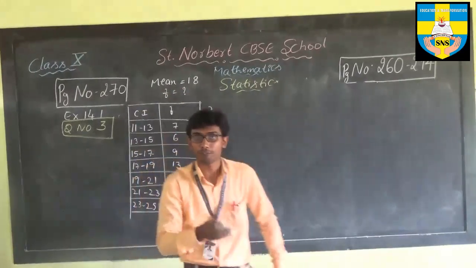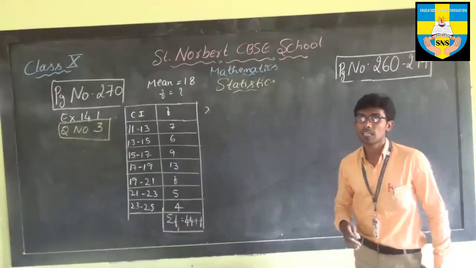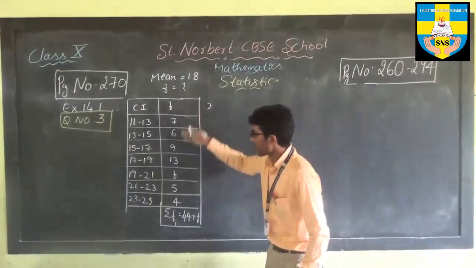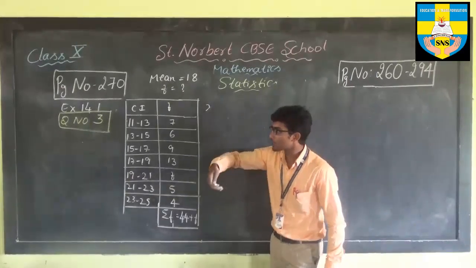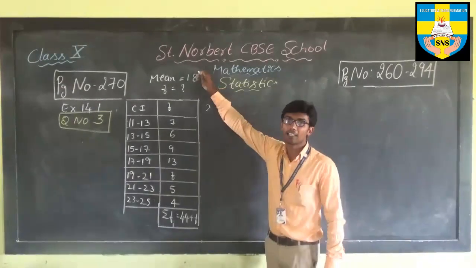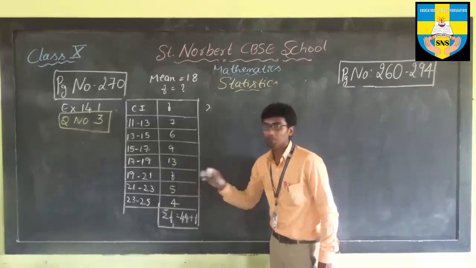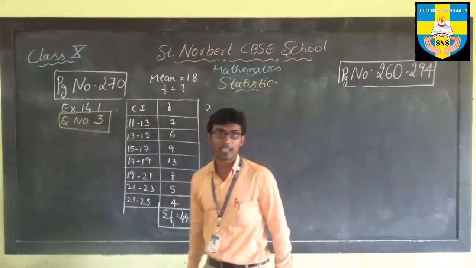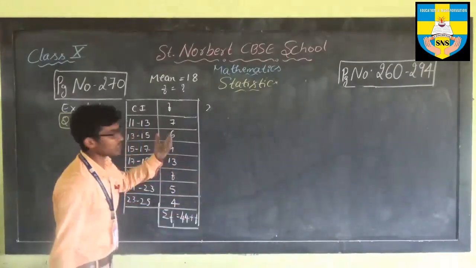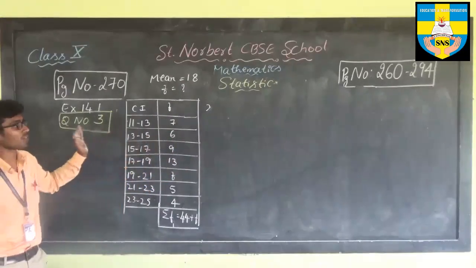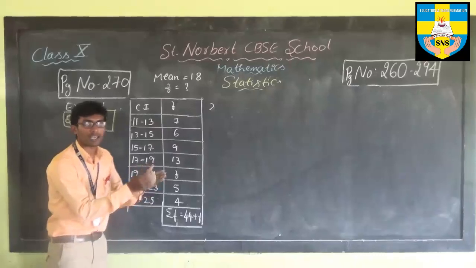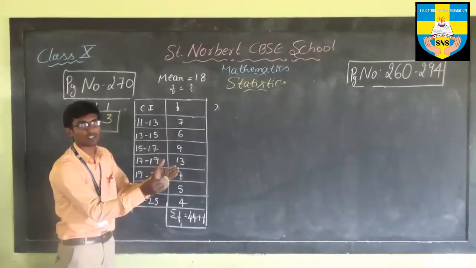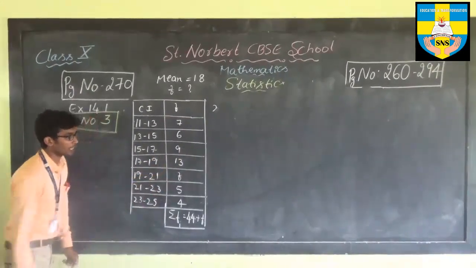This problem is quite different compared to the previous problems. In the previous problems, they gave everything and asked for the mean of the data. In this problem, mean is already given. We need to calculate the missing frequency. How to do this calculation? It is almost the same as your previous calculation of the step deviation method or direct method. Only in the calculation part there will be slight changes. Let me tell you how to do it.